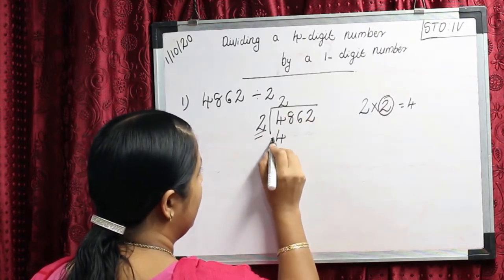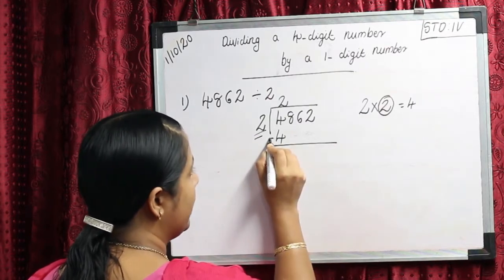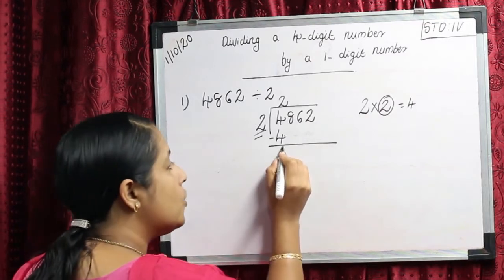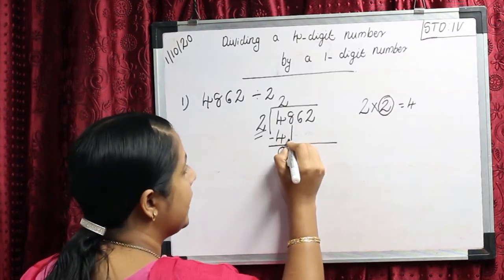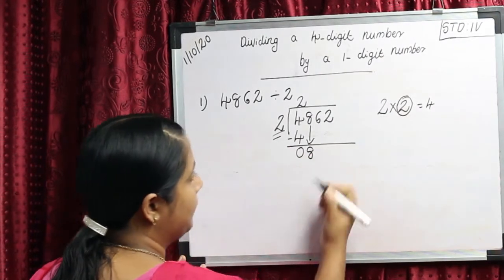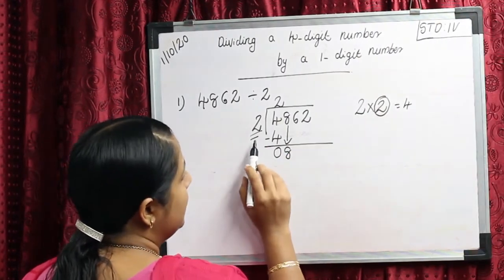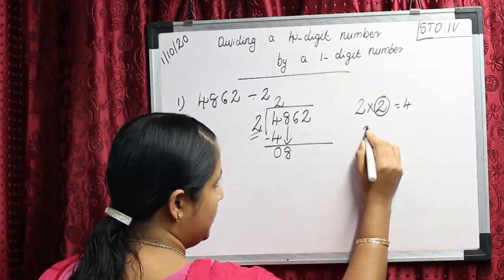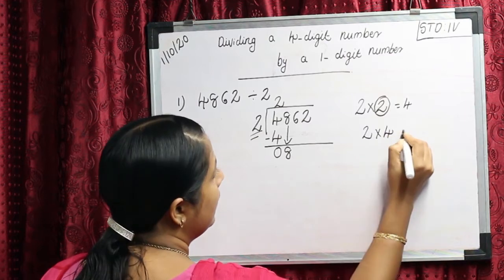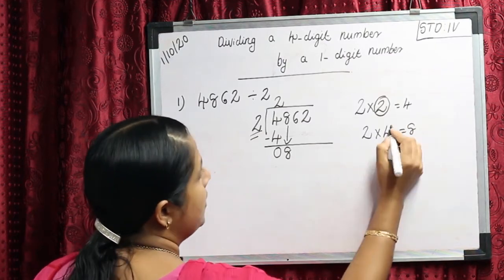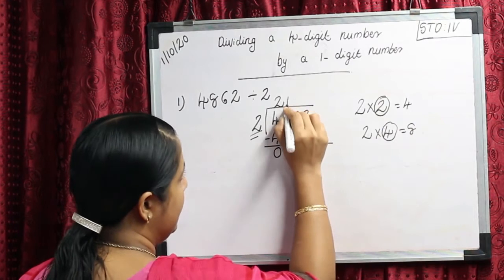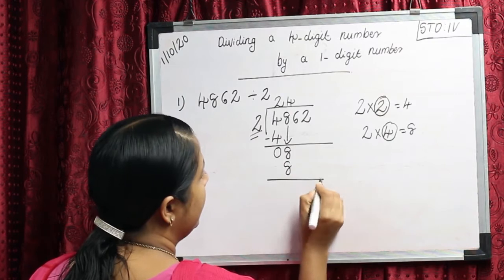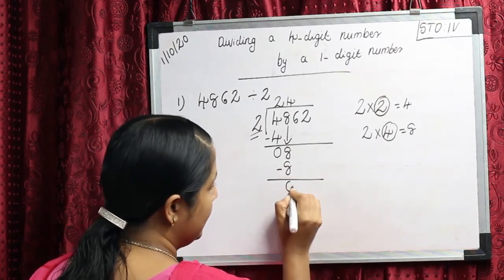Then division is a repeated subtraction, so we write a minus here. 4 minus 4 equals 0. So we write 0. Then consider the second position number, that is 8. Next we consider the 2's table. How can we get the answer 8? We already studied in 2's table, 2 4's are 8. So we take 4 as the answer here, and 4 2's are 8. Then 8 minus 8 equals 0.